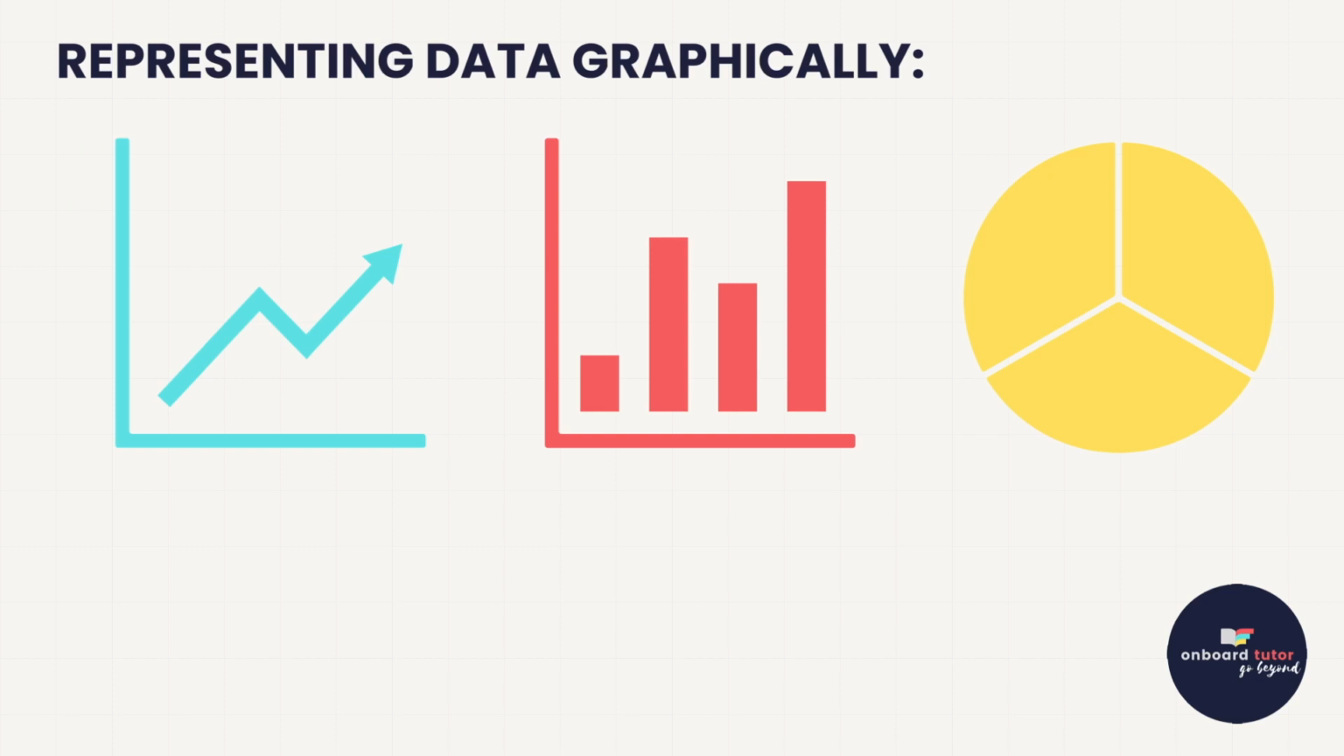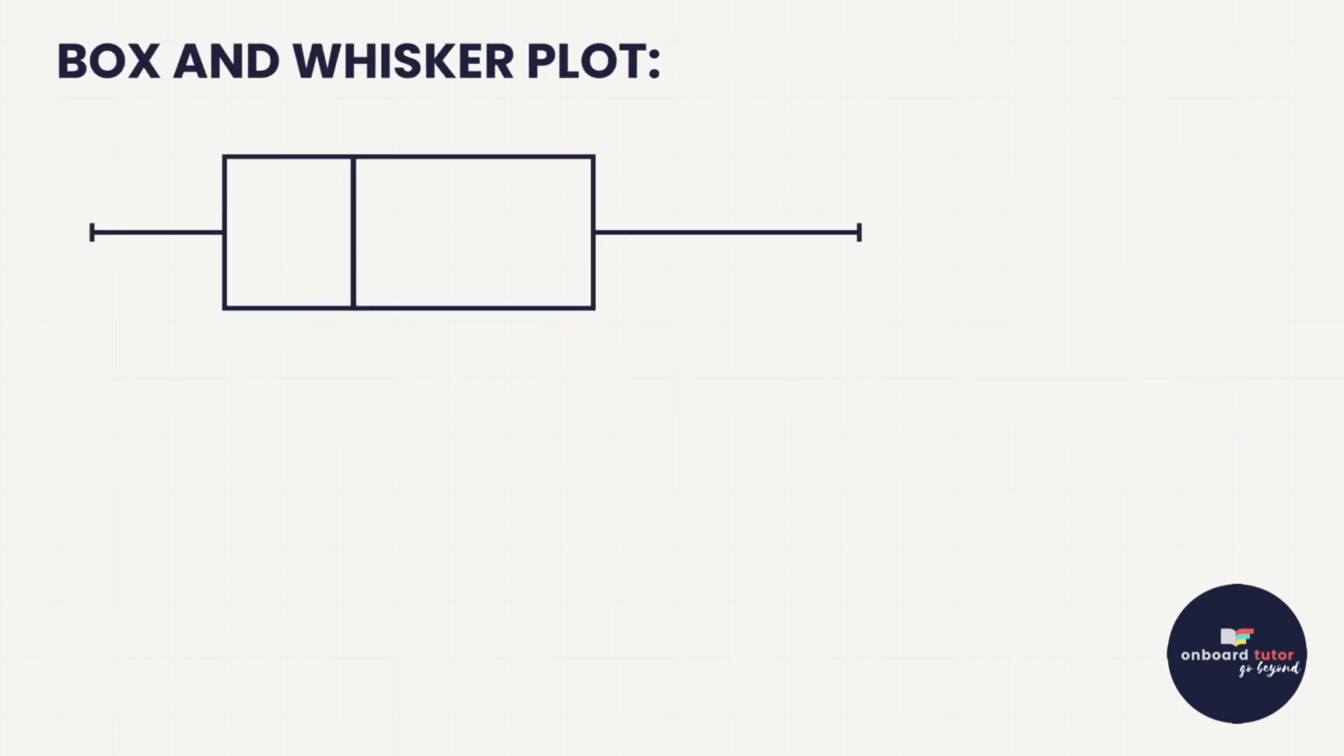Today we are going to look at one of the ways that we can represent data that can give us a really good summary of a whole lot of data just in a glance. Up until now, we've looked at things like line graphs, bar charts, histograms, pie charts. Today, we are going to look at the box and whisker plot. So this over here is a box and whisker plot.